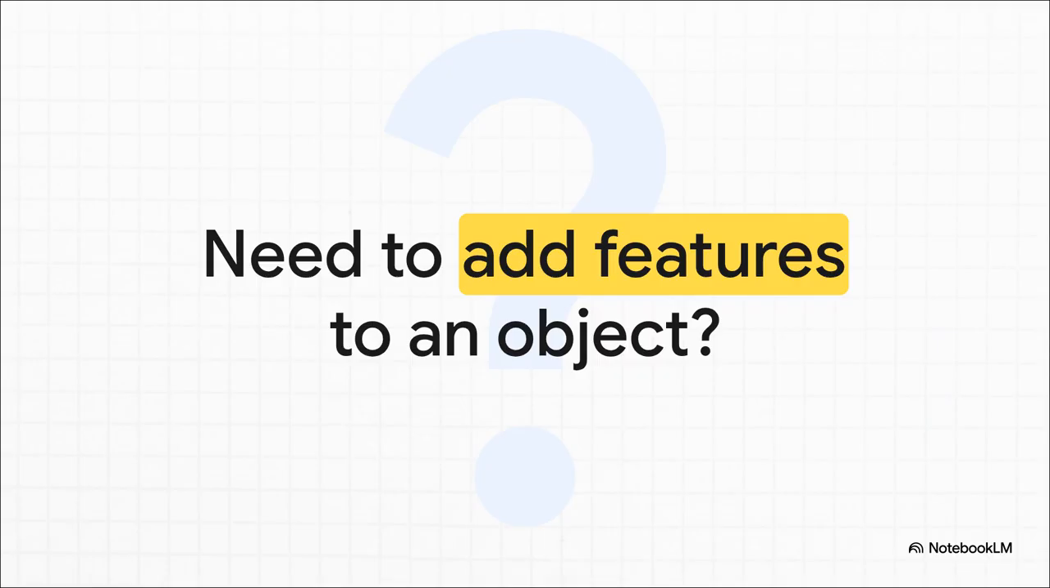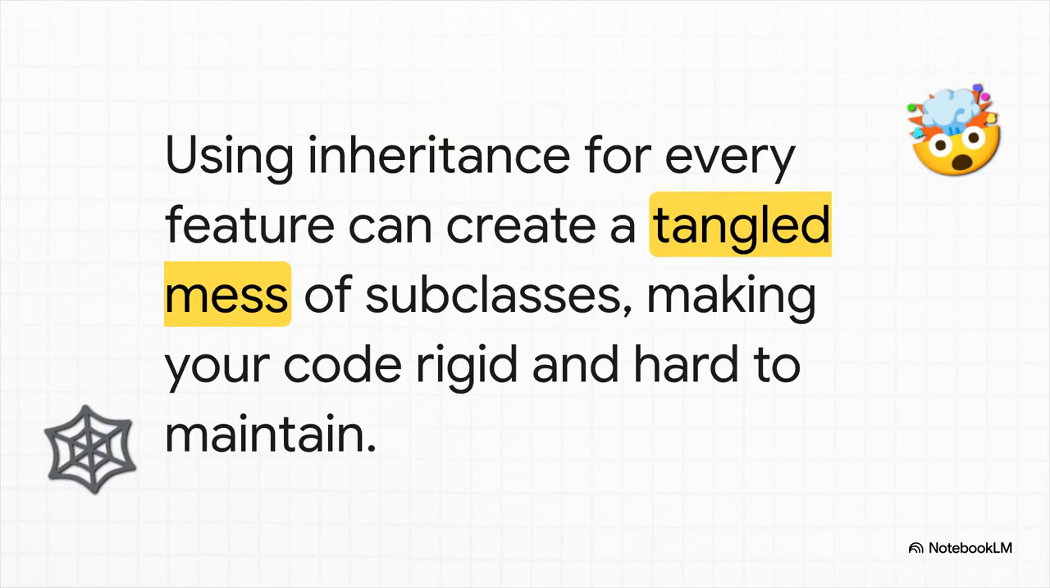We all have. You have a class, it's working perfectly, it does its one job really well, and then you get a new requirement. You need it to do something extra, maybe some logging, or you need to add a new kind of notification. What's the first tool most of us think to grab? Yep, inheritance. And look, inheritance is great for what it does, but it can lead you straight into a trap.